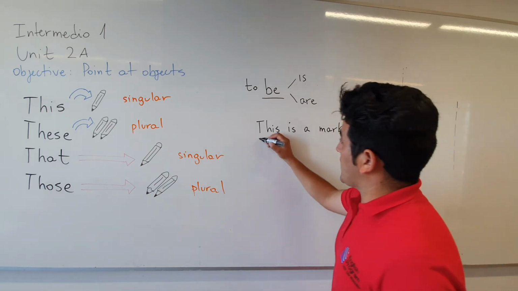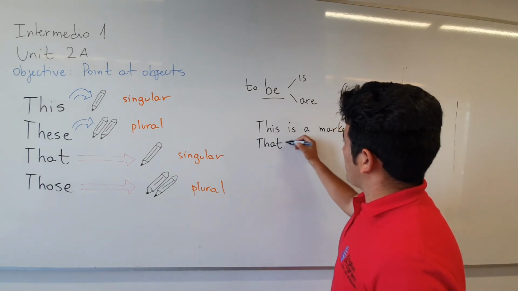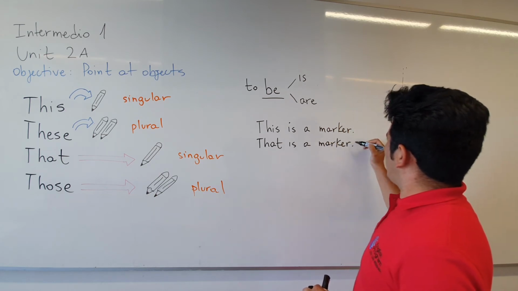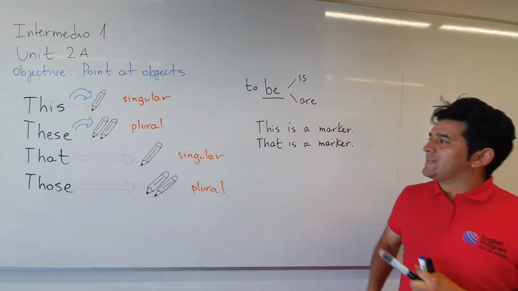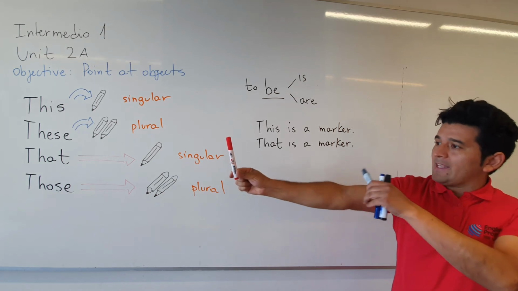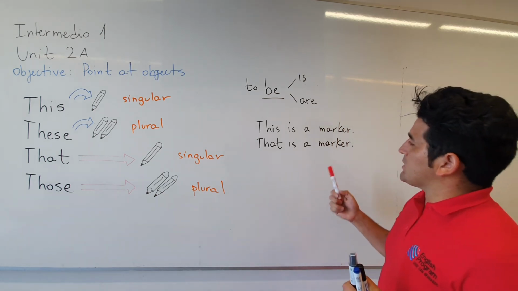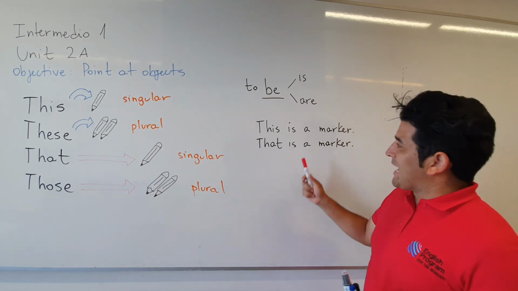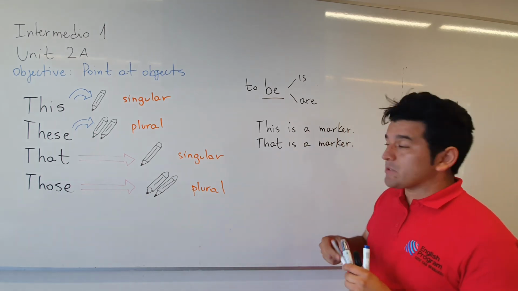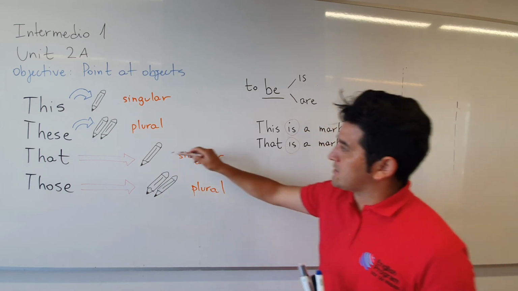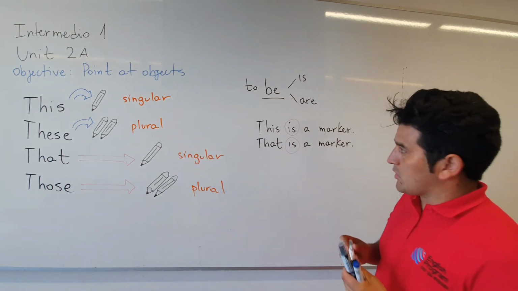Or we can also say, that is a marker. But in this case, it's not important if it is near or far. Aquí no estamos hablando si está cerca o está lejos, estamos hablando si es singular o plural. Y vemos que el this y el that son singulares, okay?